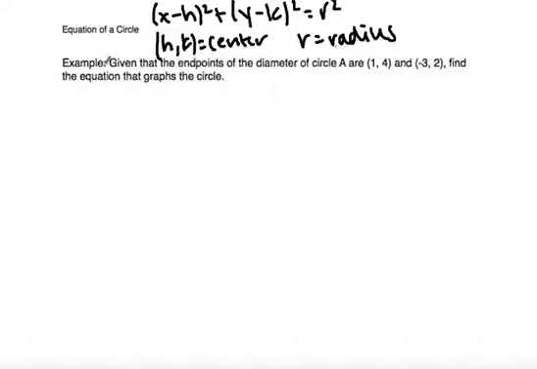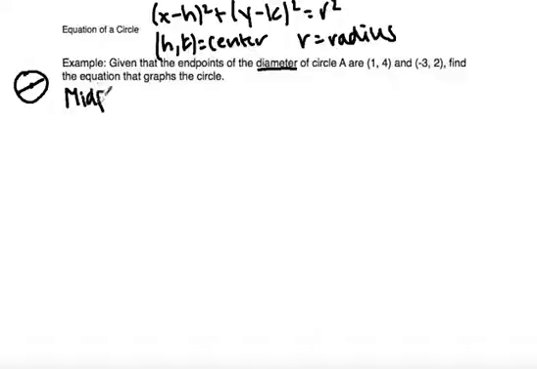Now in this problem, it doesn't tell me anything about a center. It also doesn't tell me anything about a radius, but it does tell me that I have endpoints of the diameter, which are at (1, 4) and (-3, 2). Now, if I have a diameter of a circle, that means all the way across. I need to have the center point, which would be directly in the middle of that diameter. The middle of any line is called the midpoint. So I need to find basically the midpoint of the diameter of this circle.